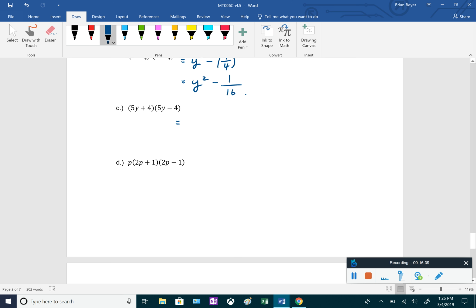Next one, 5y plus 4 times 5y minus 4. Once again, same two terms, addition, subtraction. So it's going to be the first one squared minus the second one squared. That gives us 25y squared minus 16.